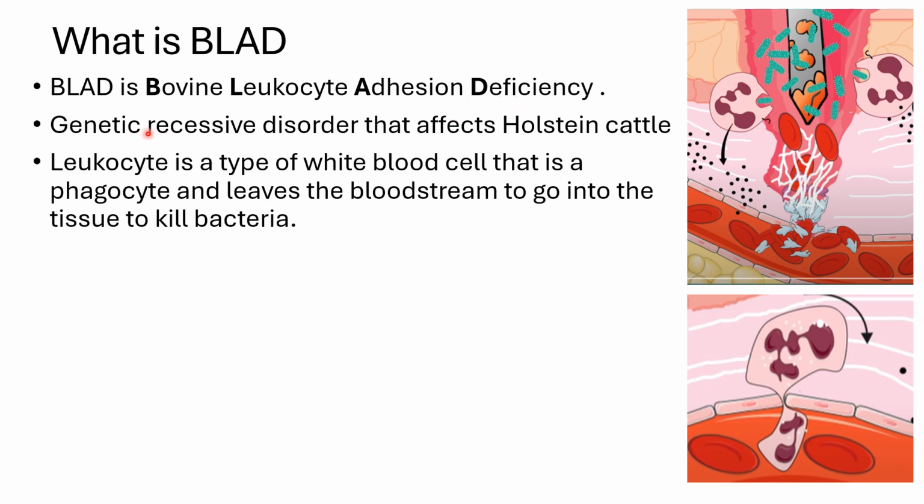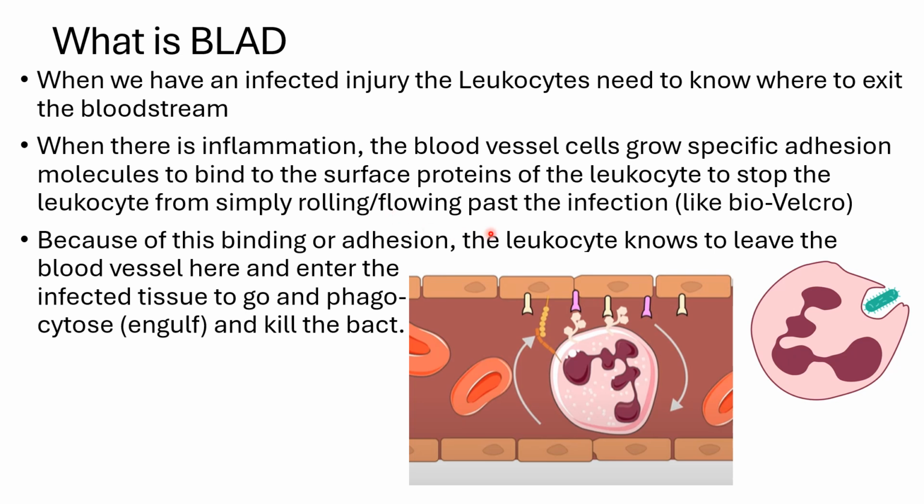So it's a genetic recessive disorder, and as I said, the leukocyte is a type of white blood cell. So when we have an injury, the epithelium, or the cells that make up the wall of the vessel, will grow these, I think we call them receptors, and on the leukocyte itself, it already has these membrane proteins that stick out. Think about it like biological Velcro.